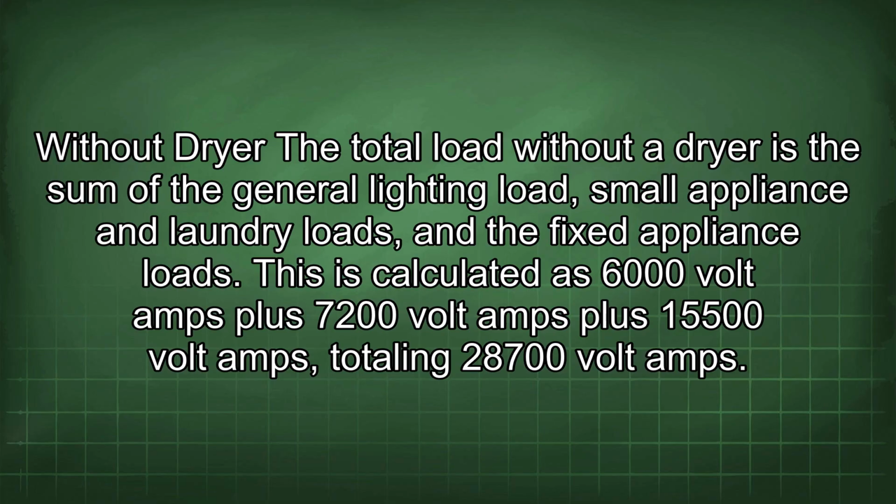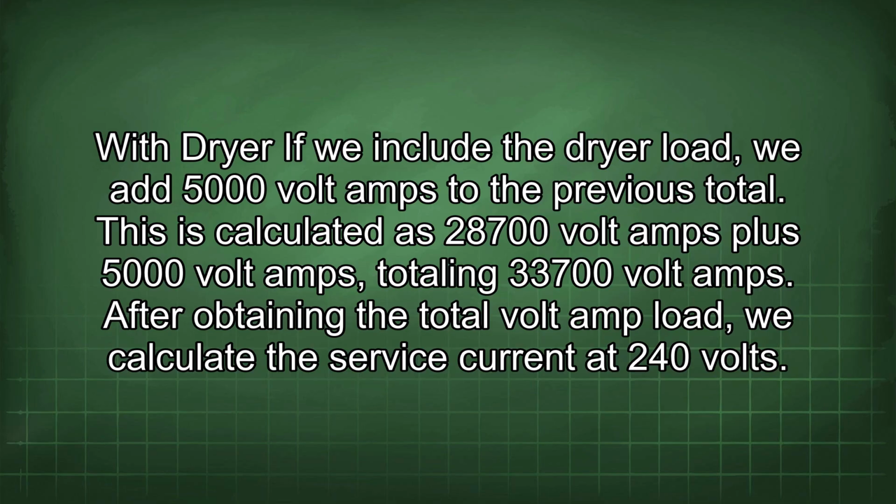Without dryer, the total load is the sum of the general lighting load, small appliance and laundry loads, and the fixed appliance loads. This is calculated as 6000 volt amps plus 7200 volt amps plus 15,500 volt amps, totaling 28,700 volt amps. With dryer, we add 5000 volt amps to the previous total: 28,700 volt amps plus 5000 volt amps, totaling 33,700 volt amps.